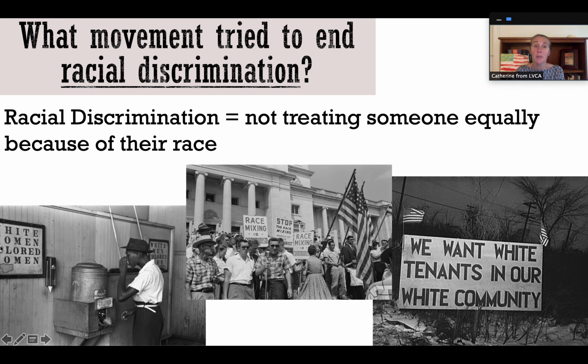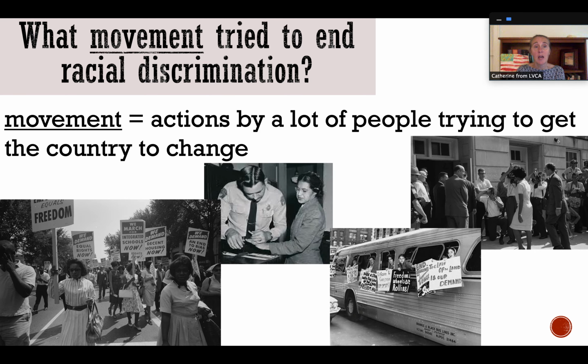These are all examples of racial discrimination in our country's history. The question asks what movement tried to end racial discrimination. Normally when we say movement, we mean moving your body, right? A movement. I made a sudden movement with my hand. Movement can also mean actions by a lot of people trying to get the country to change.